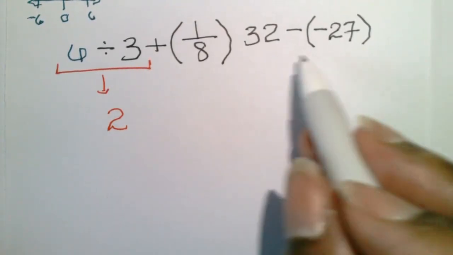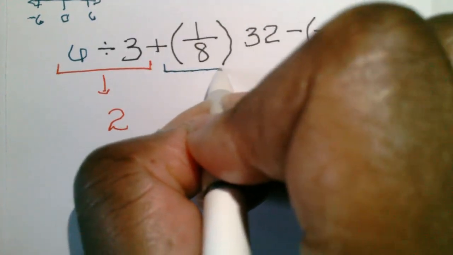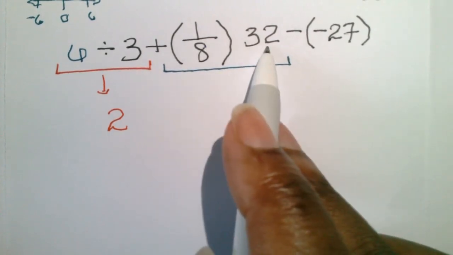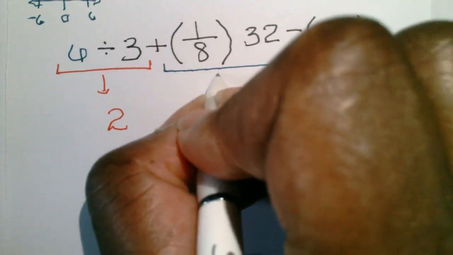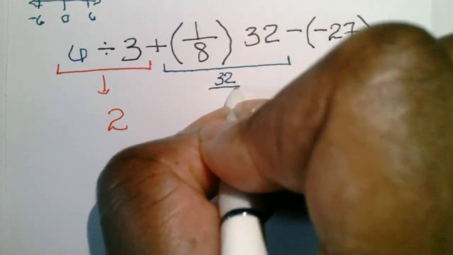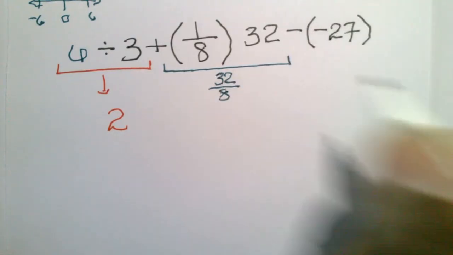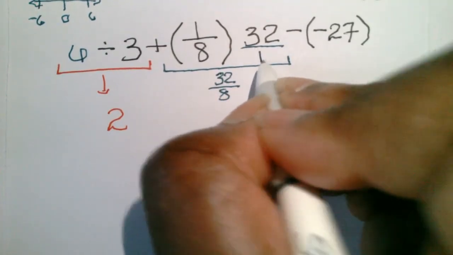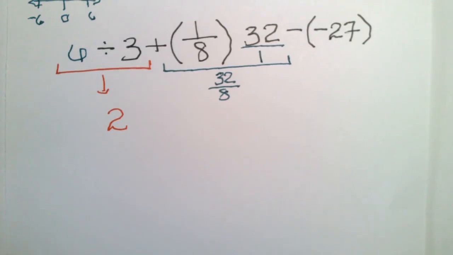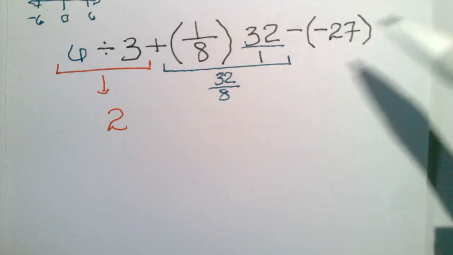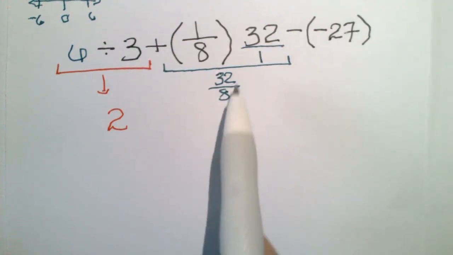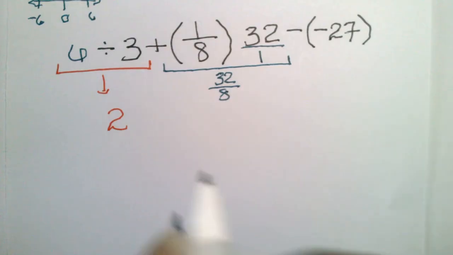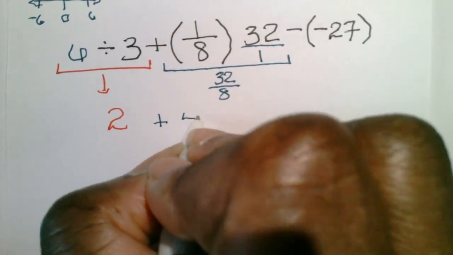Continuing on from left to right. Oh, we have 1/8 times 32. 1/8 times 32, that's the same as saying 32 over 8. Okay? Remember, if you want to multiply a fraction with a whole number without devaluing the whole number, you make it into a fraction by putting it over 1. Then 1 times 32 gives you 32. 8 times 1 gives you 8. So 32 divided by 8 gives us a positive 4.